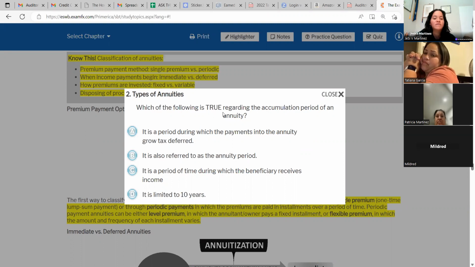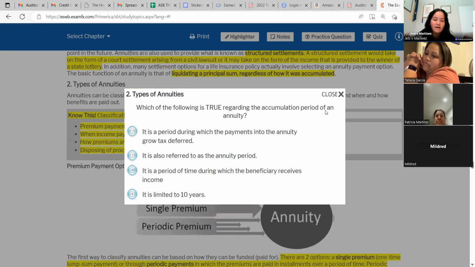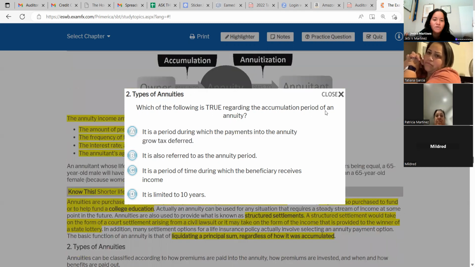So it says, which one of the following is true regarding the accumulation period of an annuity? Read this way, it's a period during which the payments into the annuity grow tax deferred. It is also referred to as an annuity period. I honestly think there is no annuity period. I'm trying to go back to the graph. So you have your accumulation period, and then you have your annuitization period.